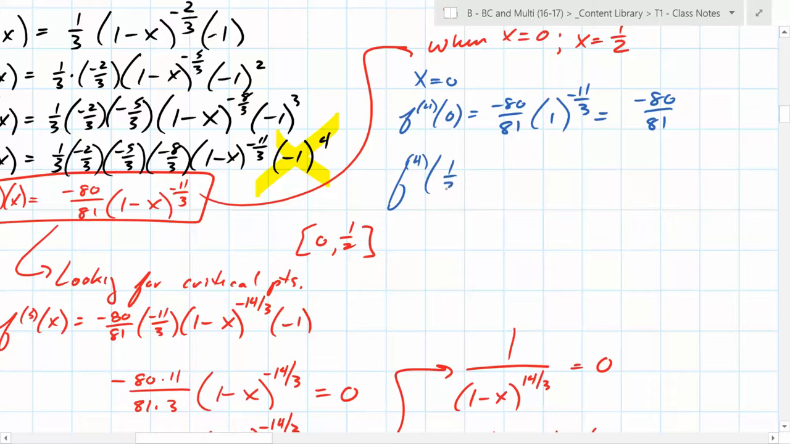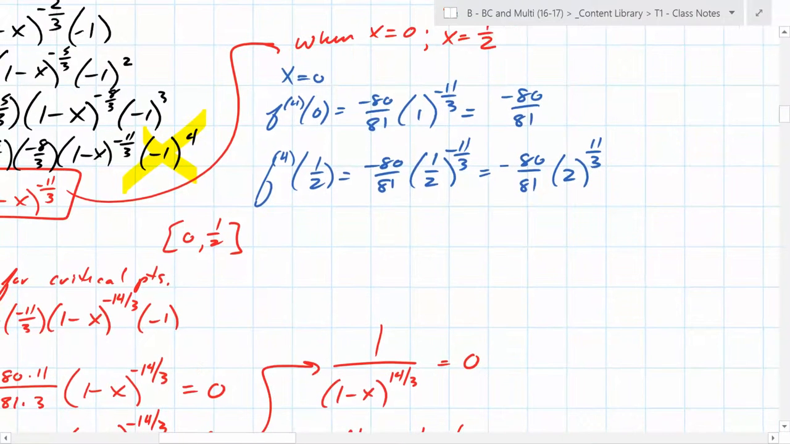What about F4 at 1/2? What's that going to be? Negative 80 over 81 times 1/2 to the negative 11 over 3. 1/2 is 2 to what power? To the negative 1 power, right? So how can I rewrite this? Negative 80 over 81 times 2 to the 11 over 3.